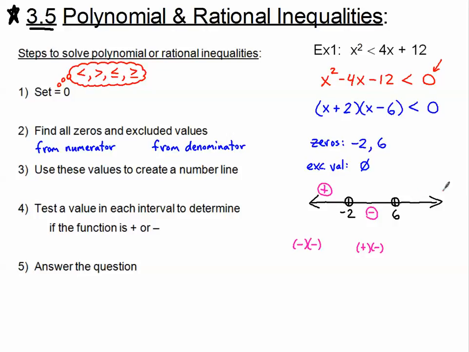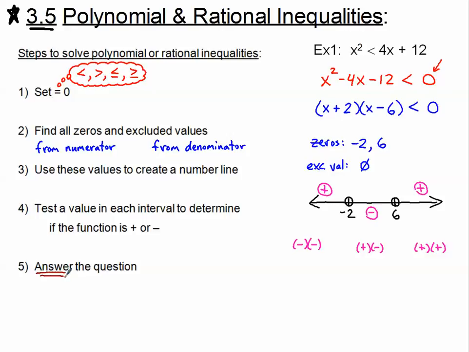Anything bigger than 6. I can pick anything bigger than 6. I'm going to pick 100. If I pick 100, 100 plus 2 is a positive. 100 minus 6 is still positive. And a positive times a positive is a positive. So I've tested my intervals and I've figured out which intervals create positive outputs and which interval created a negative output. Our final step is to answer the question.